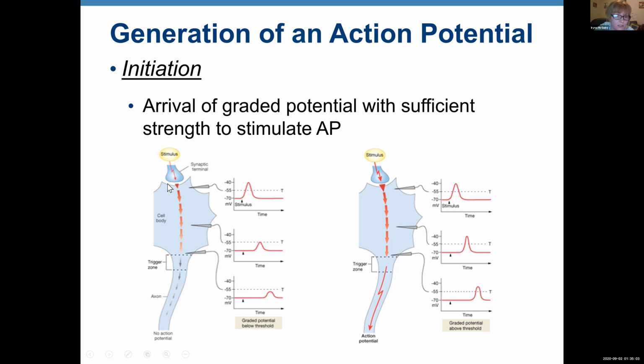You can see over here, in this area where the stimulus is applied, we have almost -40. But when it moves further and reaches the beginning of the axon, called the trigger zone, it's below -55. This line is called threshold. So it's below the threshold, and if it's below threshold, we do not have any action potential. So no action potential if the stimulus is not strong enough. Here the stimulus is strong enough that by the time it reaches this trigger zone, it's still above the threshold and action potential is generated. So the first step in generation of action potential is initiation, the arrival of graded potential with sufficient strength to stimulate action potential. So no initiation here, we do have initiation over here.